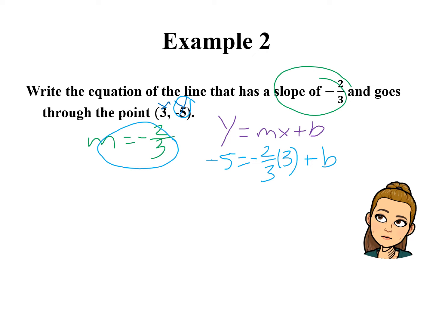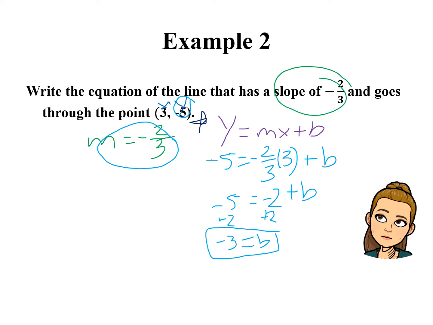I need to multiply negative 2/3 times 3. Well, using all my fraction multiplication rules, I know that this turns into negative 5 equals negative 2 plus b. Negative 2/3 times 3 is negative 2. To get rid of negative 2, I add 2 to both sides, and I find out that b is equal to negative 3.